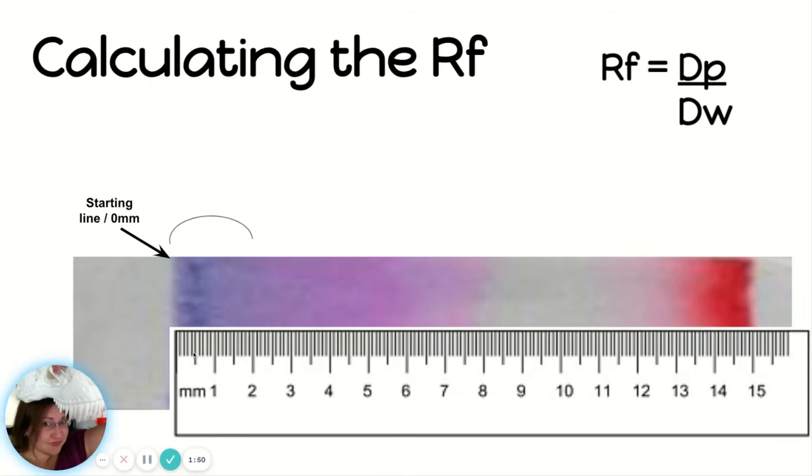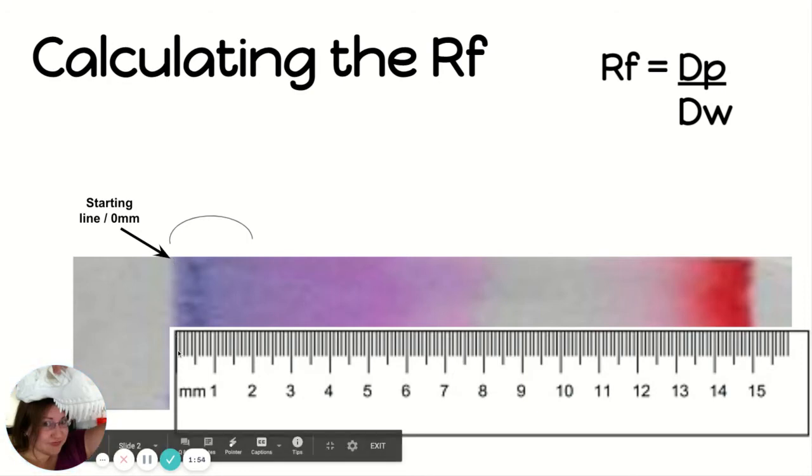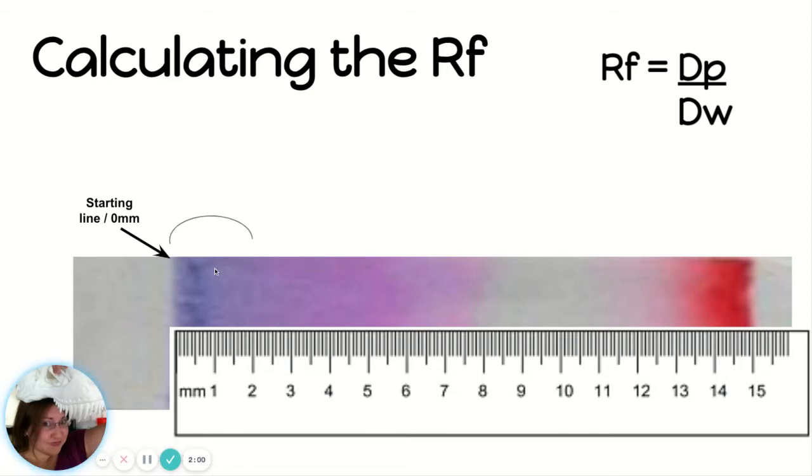So I've lined up the ruler here at the starting line. So this is our 0 millimeter mark. And I've drawn this bracket to represent about where this purple color stops. So our purple, the darker purple color, is going to spread from our starting line to here, which is about 2 centimeters. So that's going to be our DP. That's going to be our value that we have as the numerator.